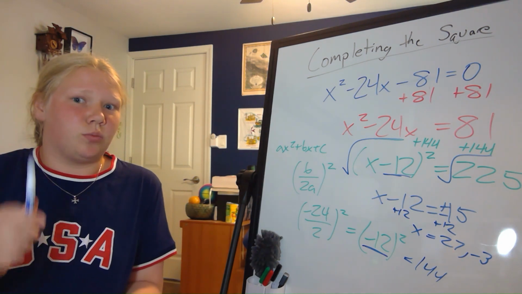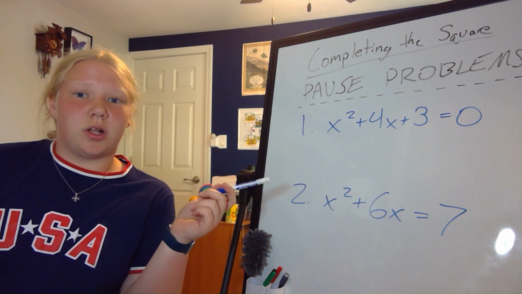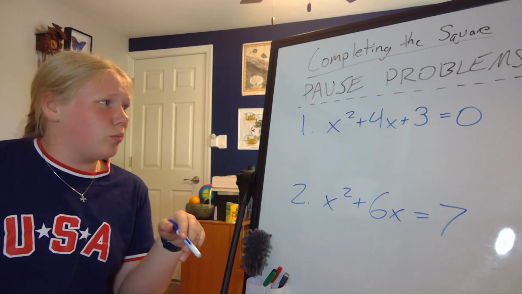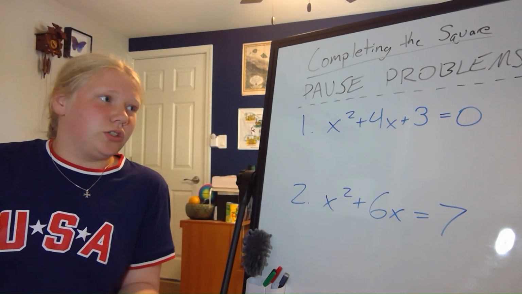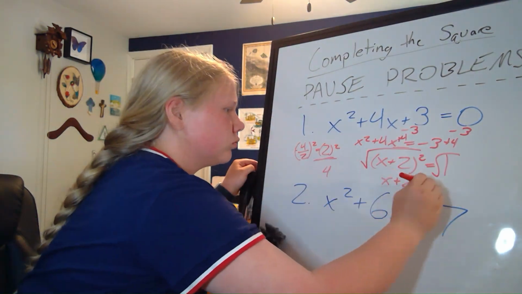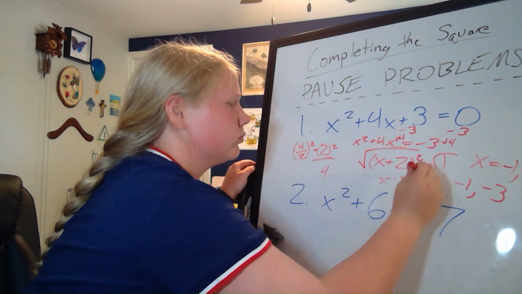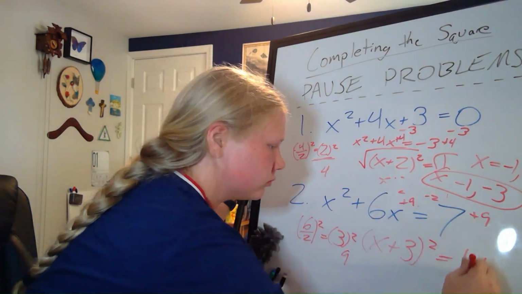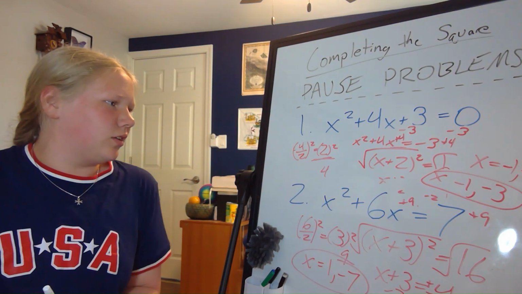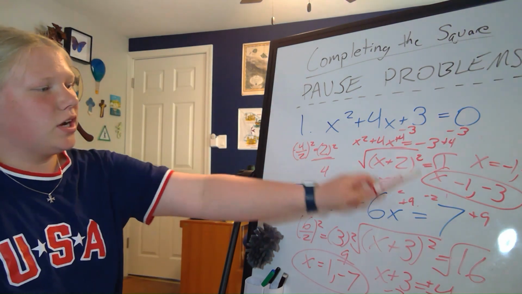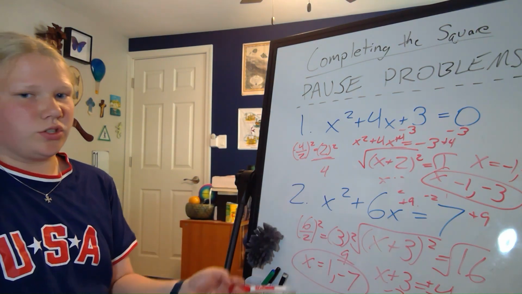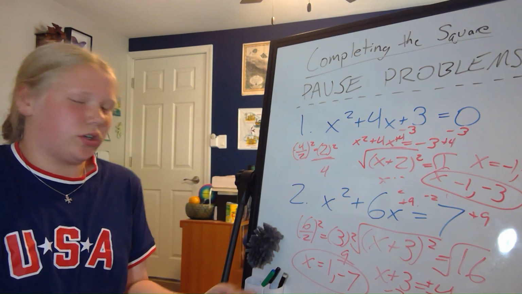I will give you some practice problems. So here are your pause problems. I will go through these. I won't go through them step by step and explain everything, but I'll just run through them real quick and give you the answers. Sorry, that got a little messy, but here's your x equals negative 1, x equals negative 3, and then for number 2, sorry, this is x equals 1 or negative 7.